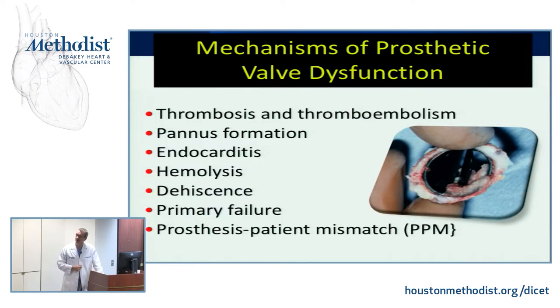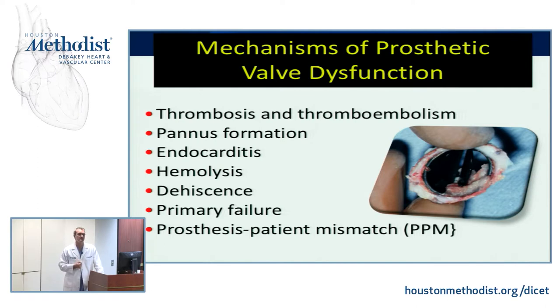Okay, so mechanisms of dysfunction, table you can read: thrombus, pannus, endocarditis, hemolysis, which is really the effect of the dysfunction. We actually see quite a lot of that. If you look for it, you will find even more. Primary failure is incredibly rare.